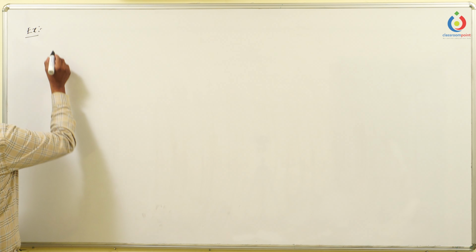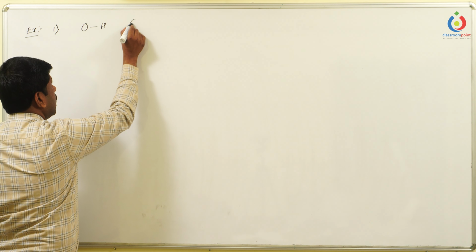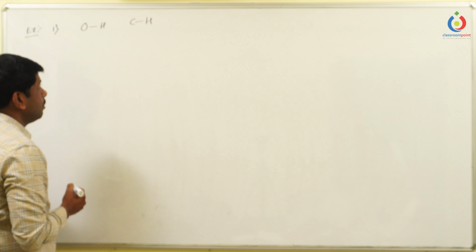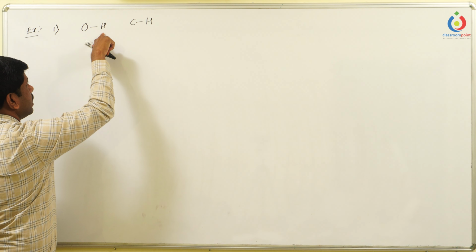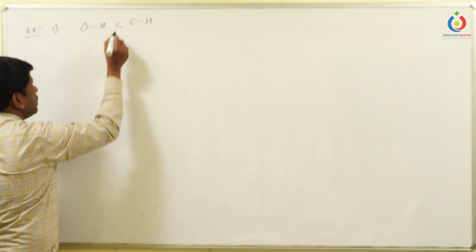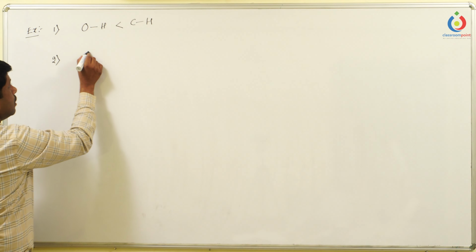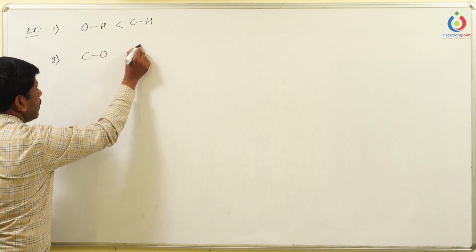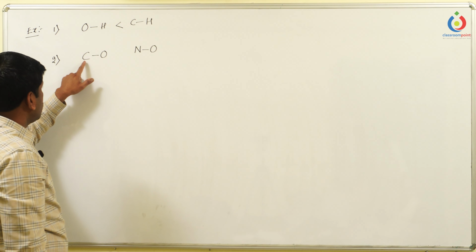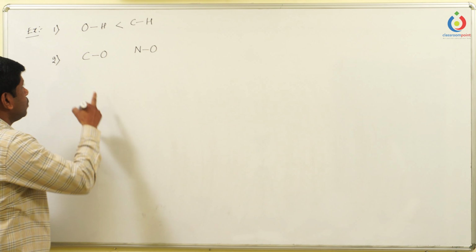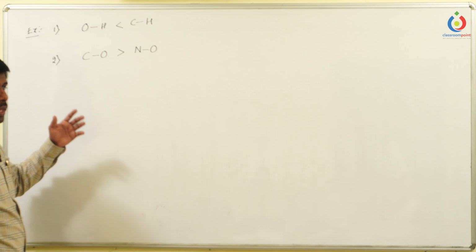The other example here is oxygen-hydrogen and carbon-hydrogen. If you take both of the single bonds, we know that the size of carbon is more than oxygen, because the hydrogens are the same here. So the bond length of C-H is more than the O-H bond length. And next, C-O and N-O. Here oxygen is common. The non-common atoms are carbon and nitrogen, and carbon size is more than nitrogen. So the bond length of C-O is more than N-O.